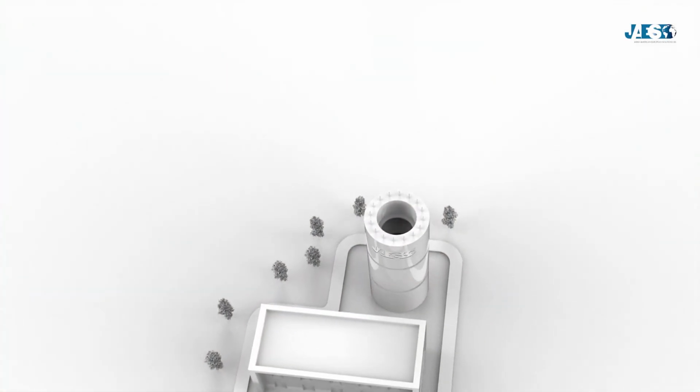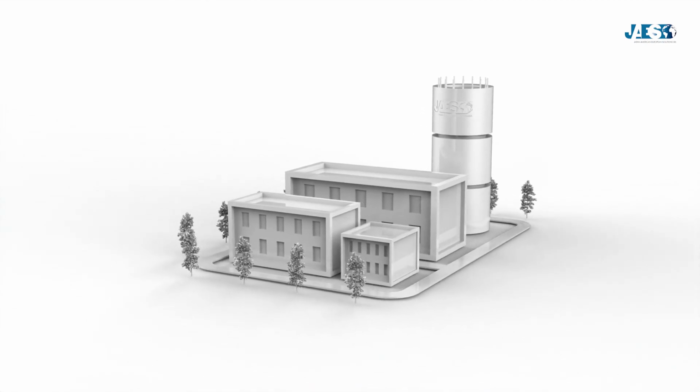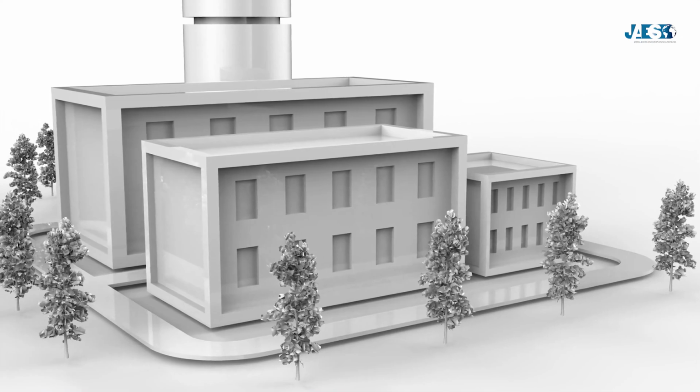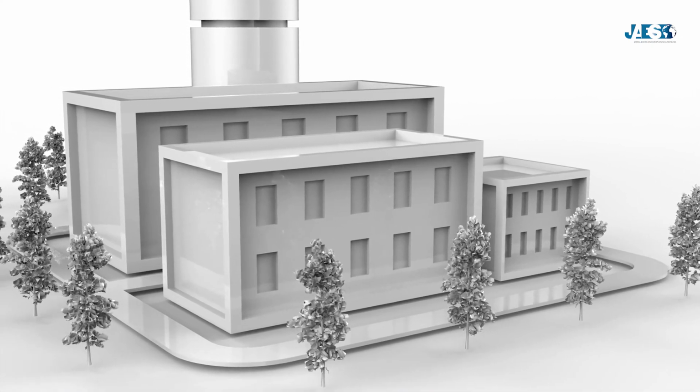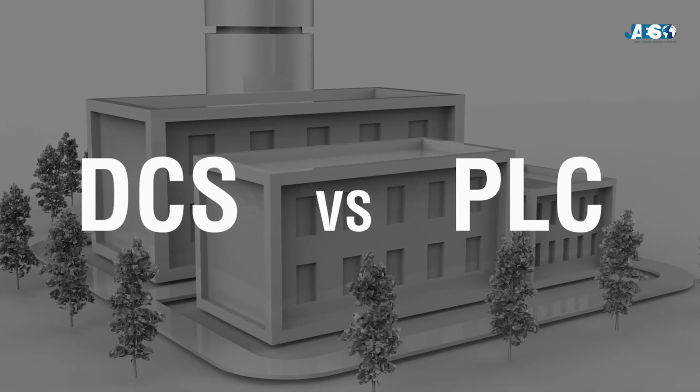The DCS is a system that coordinates and manages an entire plant with many different processes. Stated in this way, someone may wonder what is the difference between the DCS and the PLC, which is already used in many sectors.